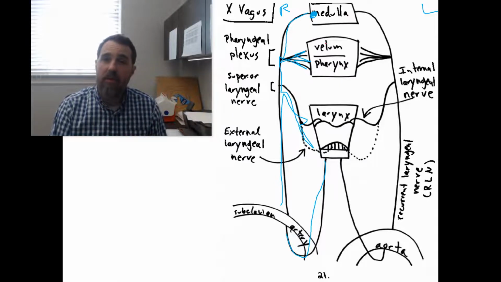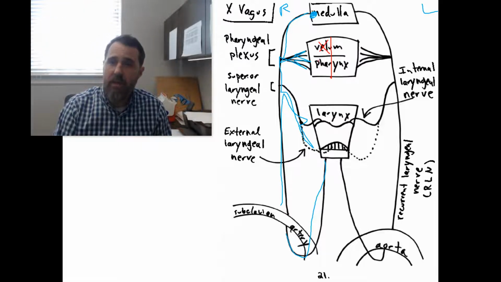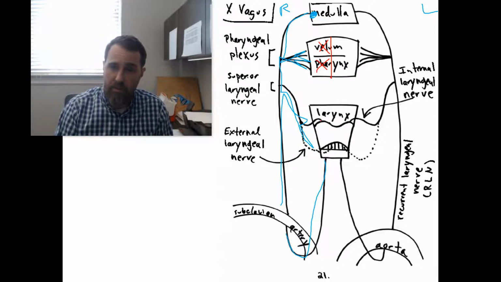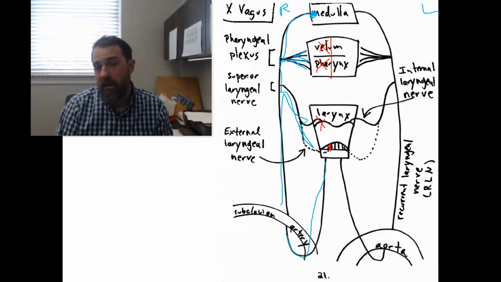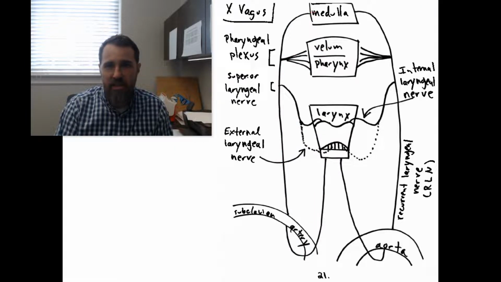So if this happens, the right side of the velum is going to be weakened, so you're going to be a little bit hypernasal probably. Right side of the pharynx isn't going to be working very well, so you're definitely going to have some swallowing issues. The right vocal fold isn't going to be working very well, so you're going to be hypophonic, and the right cricothyroid isn't going to be working very well, so you're going to be a little bit monotone as well.